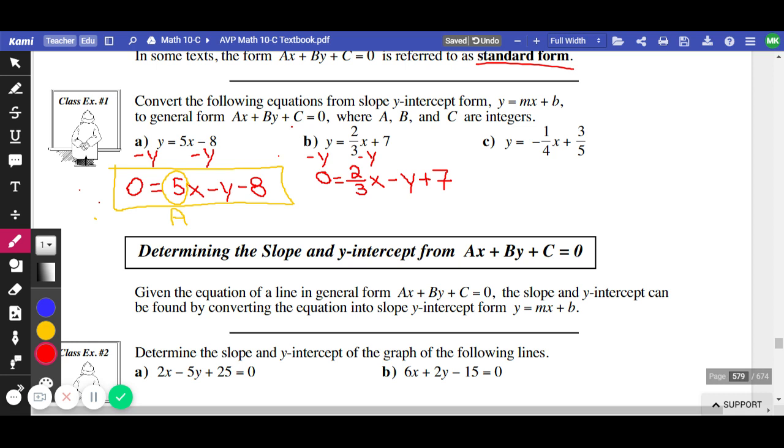The way we get rid of that fraction is by taking whatever number is on the bottom, in our case 3, and multiplying everything by 3. When you multiply everything by 3, and you're going to do it to both sides, it looks like this. 3 times 0, 3 times 2 divided by 3, 3 times the invisible 1 in front of the y, and 3 times the 7 on the end.